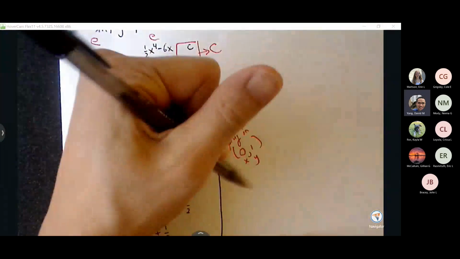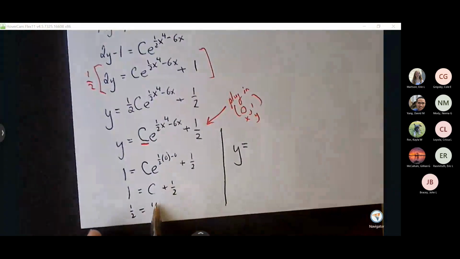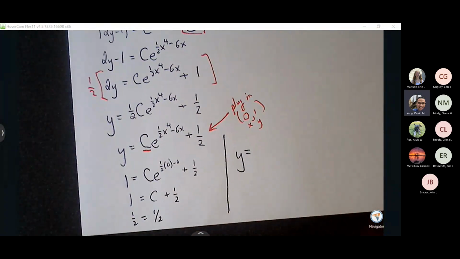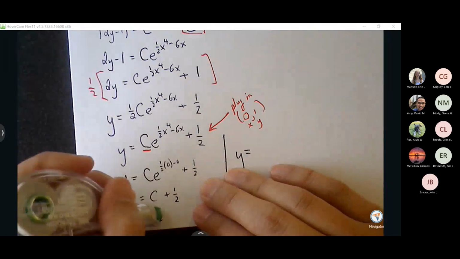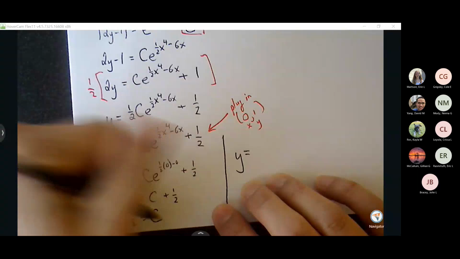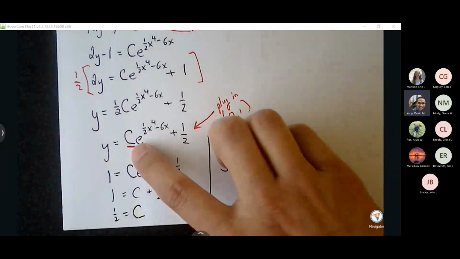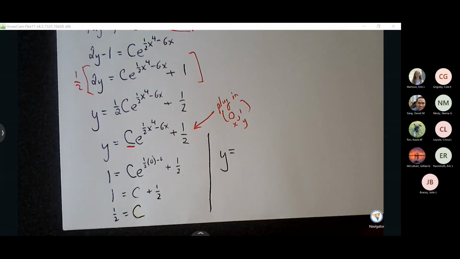So here's my specific equation. Replace C with 1/2. Sorry, C equals 1/2 now. Place 1/2 in for that C there.